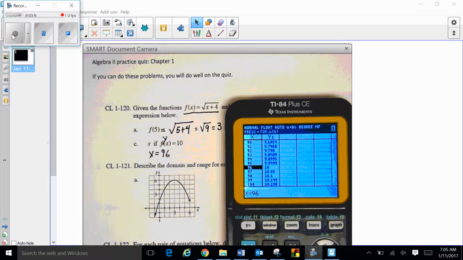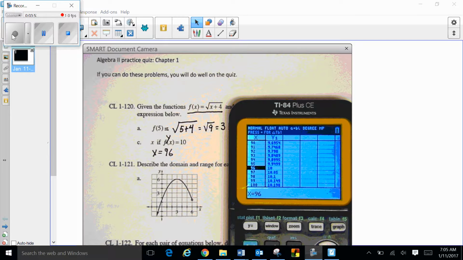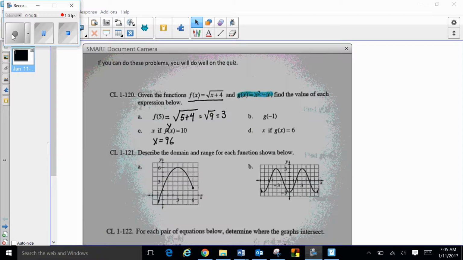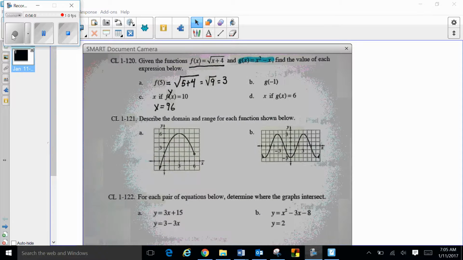All right, I'm going to let you try that for part B and D. And we're going to move on to 121. If I'm moving too fast, if you need some more time to look at this or copy it down, please feel free to pause the video. On CL1-121, we're asked for domain and range.